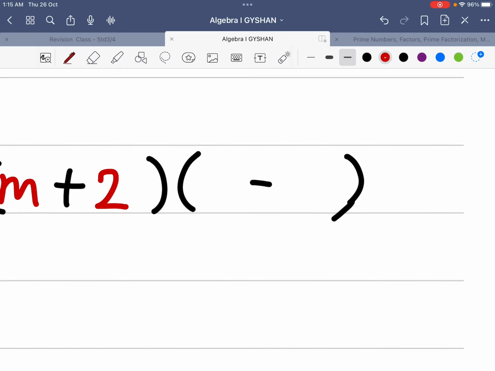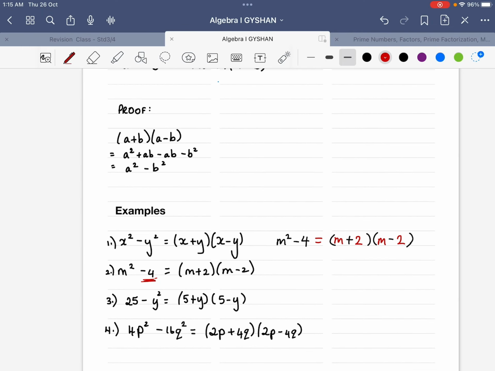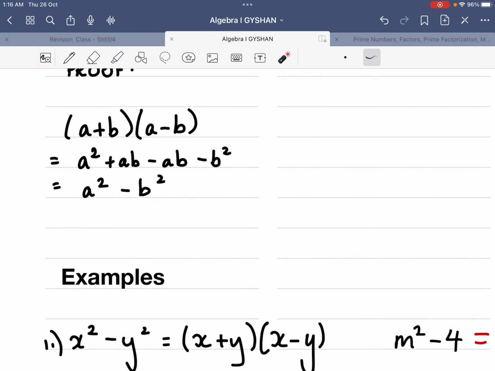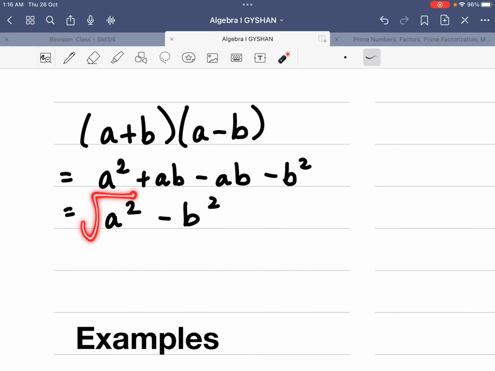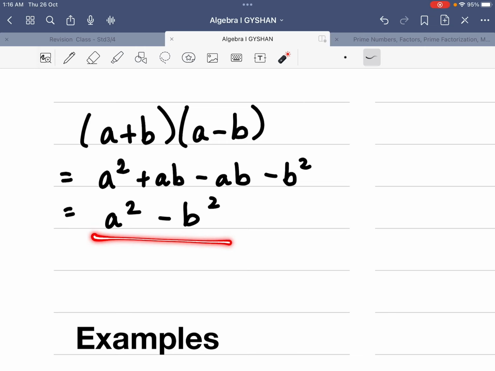So we know that the two terms are m and 2. Just like we had on top, the square root of a squared is a, and the square root of b squared is b. So we put back those terms, an addition sign in one bracket and a subtraction sign in the other. Simple as that. So for the difference of two squares, you find the square root, that's one term, and the square root of the other, that's the second term.